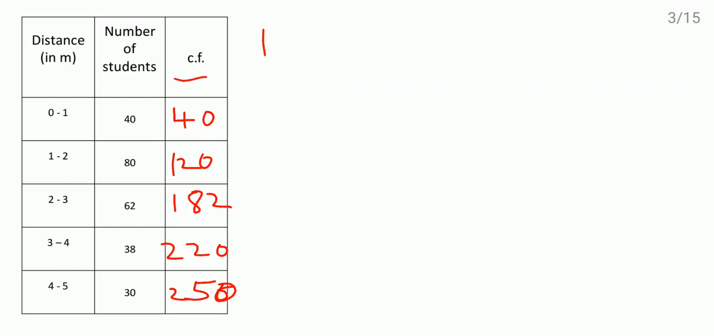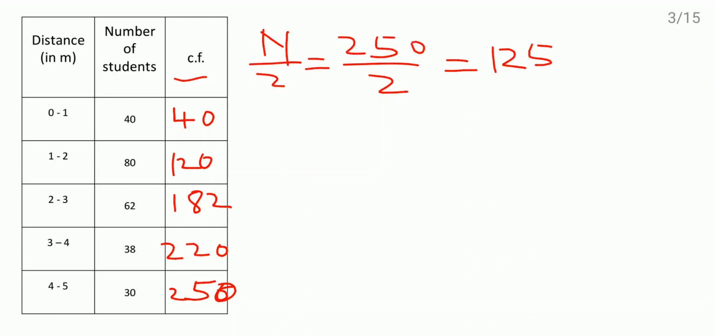So here I will write n by 2, which is equal to 250 divided by 2, which comes as 125. Now I need to find out in which class interval this 125th observation comes. Till this one 120, and till 182 observations are here. From 121 to 182, these observations are in this class interval. Correct? That means the 125th observation will be in this class interval. Therefore, this class interval is the median class.